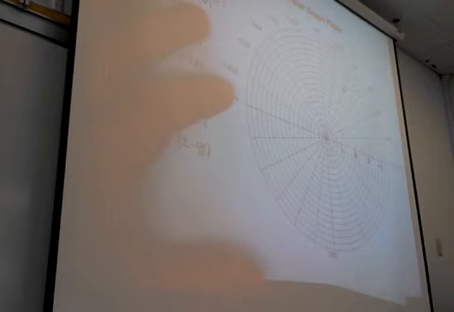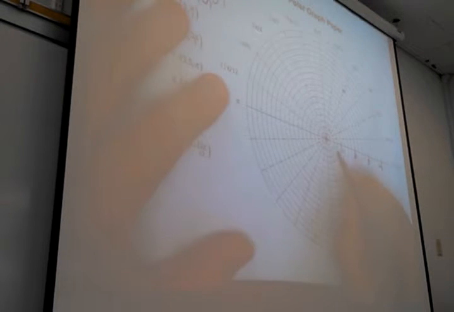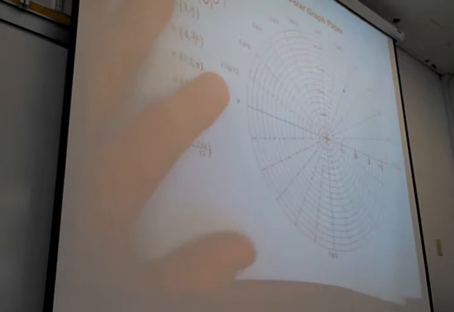Now, let's take a second. Let's label some of these around here so it makes it easier for later. 1, 2, 3, 4. Okay.